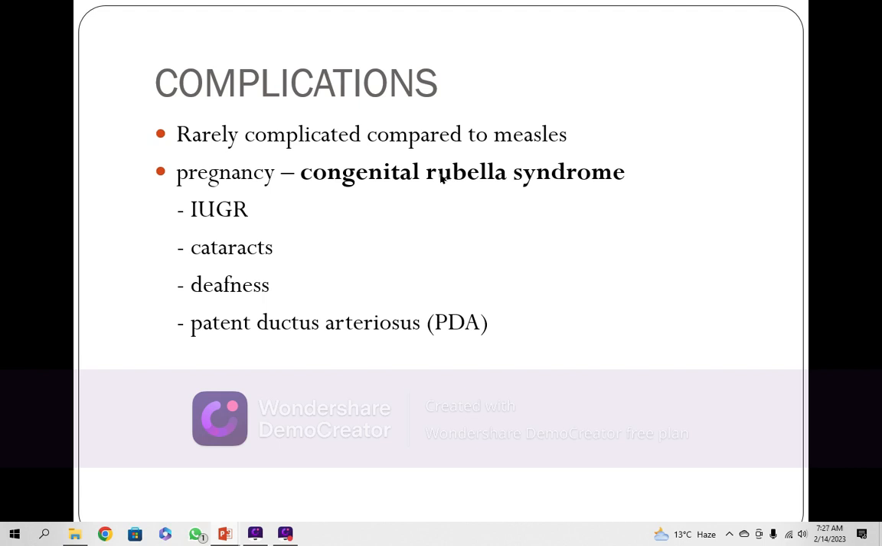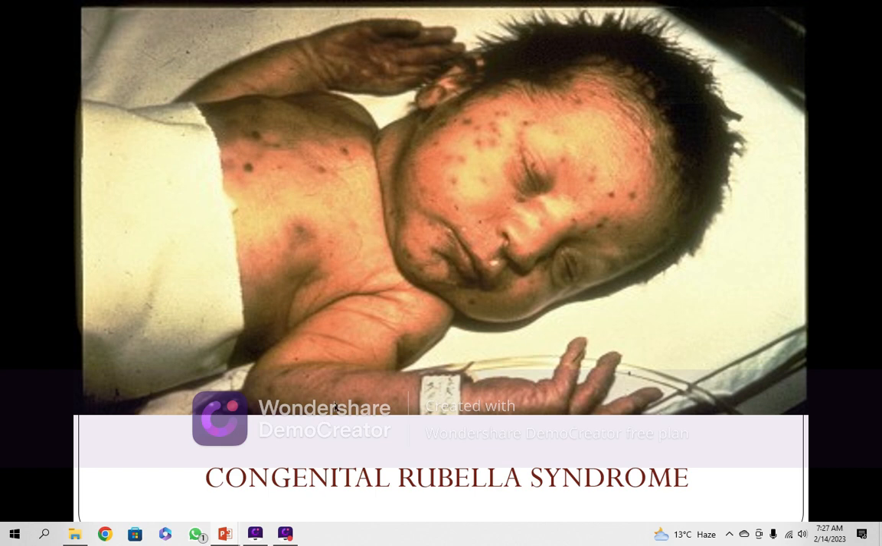What is called congenital rubella syndrome is associated with deafness and intrauterine growth retardation, and there are chances of patent ductus arteriosus with rubella. In congenital rubella, the rash is there after the birth of the child. You can see it on the face and other places. There will be congenital cataract.